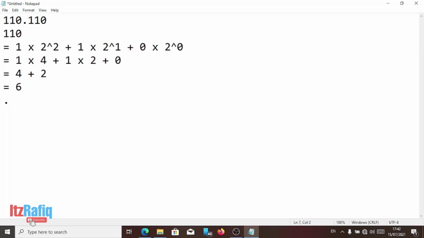Now again we'll convert the fractional part, 0.110. The first number just after the point, which is also called the tenth, we'll multiply by 0.5. So we'll write 1 into 0.5, plus the next number, 1 into 0.25, plus the third number, which is 1/8. If we convert 1/8 into a decimal number, it will be 0.125. So we'll write 0 into 0.125.